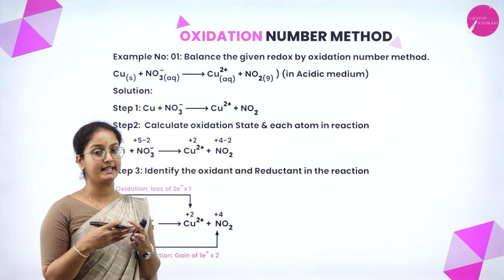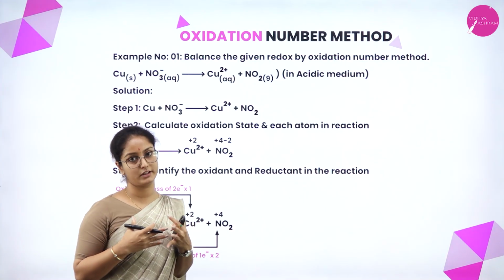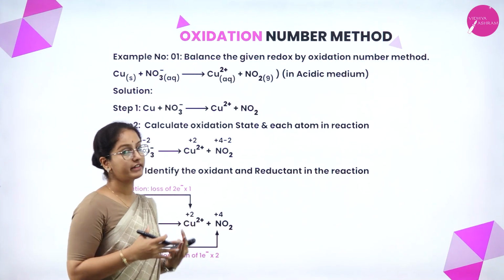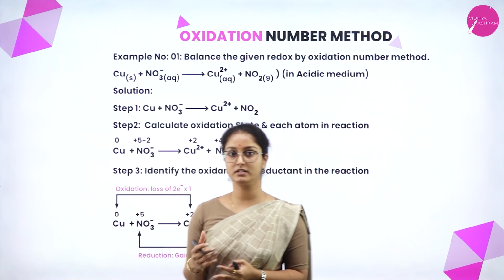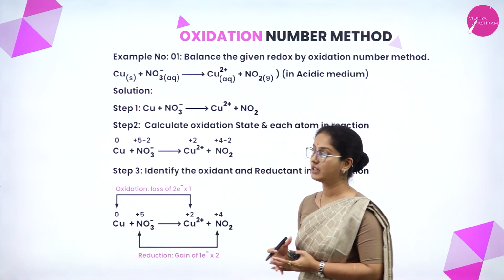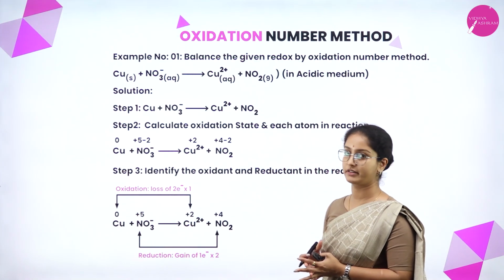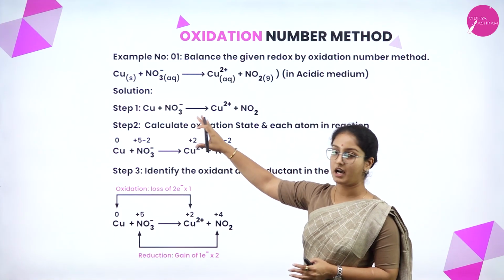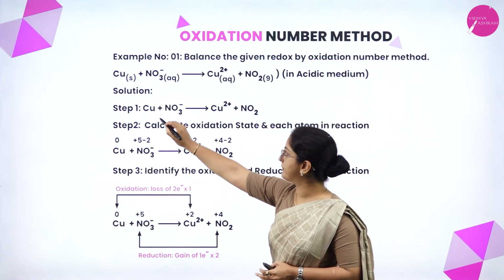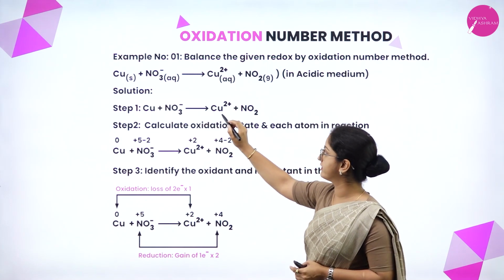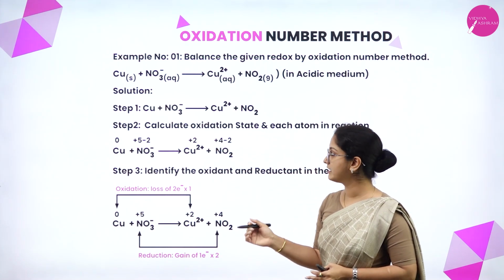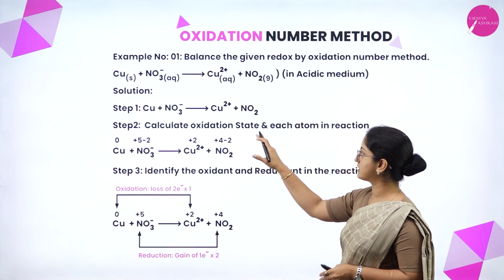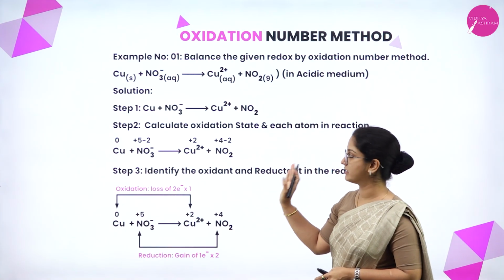Now let us study with an example how to balance the redox reaction. So here we have taken an example of copper reacting with nitrate ion gives copper ion plus nitric oxide. So step 1 is write the ionic equation, that is copper reacting with nitrate ion gives copper ion plus nitric oxide. The second step is calculate the oxidation state of each atom in the reaction.